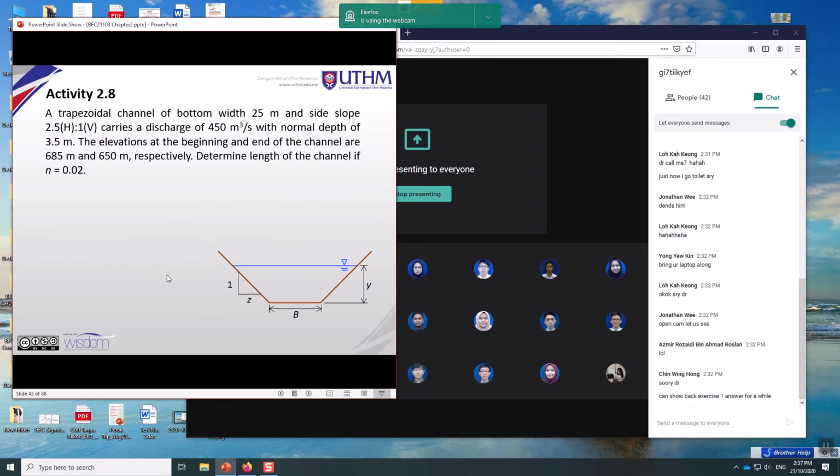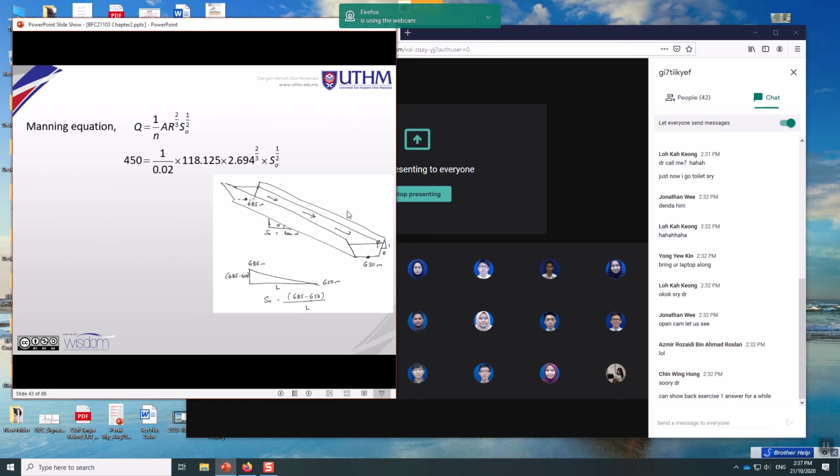Now activity 2.8 asks you to find the length of the channel. Now, the elevation at the beginning and end of the channel, what is it about? I'm going to show you here. The 1 over z is the side slope of the cross section of your channel. The S naught is actually the slope of your channel along the distance of your channel, that's why we call it the longitudinal slope.